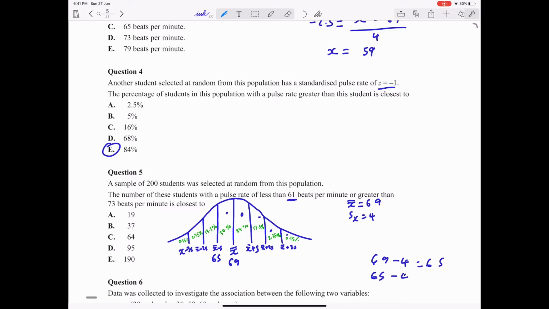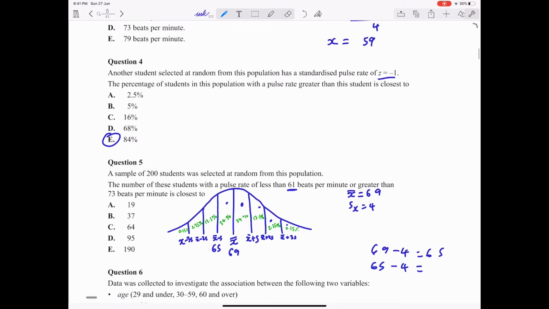If you do 65 minus another 4, which is the standard deviation, that will give you 61. So that's what we found. We want 61 beats per minute. So we know 61 beats per minute is 2 standard deviations below the mean. So we know that the percentage of these students less than 61 beats per minute would be 2.35% plus 0.15%, which is 2.5%.